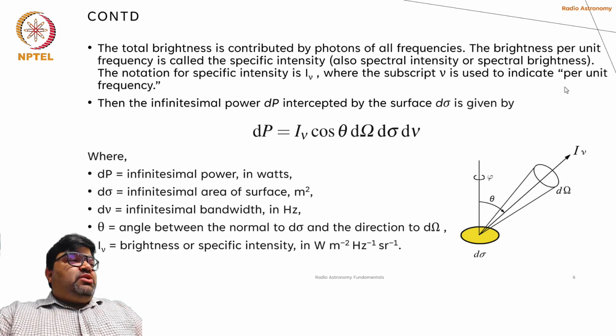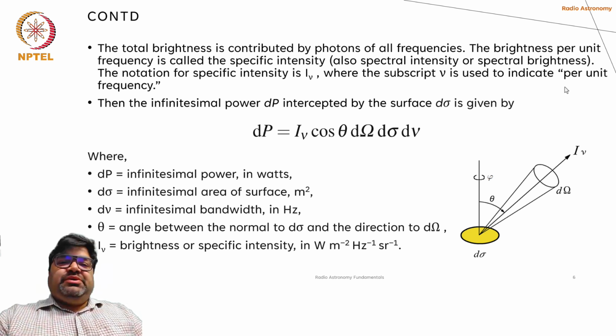So we define total brightness as the contribution of photons of all frequencies. So we sum over all the frequencies of emission. In different frequencies there are different emissions, as we see that the entire electromagnetic spectrum is full of such radiation. So here also, even with the radio band, we have to take into account different frequency ranges. Only then can we get the entire information.